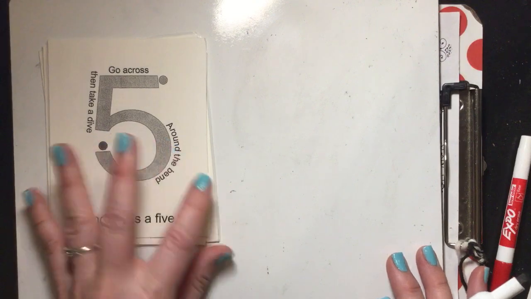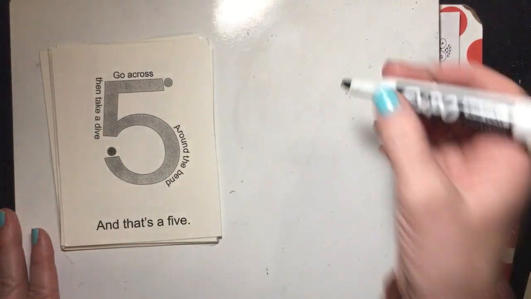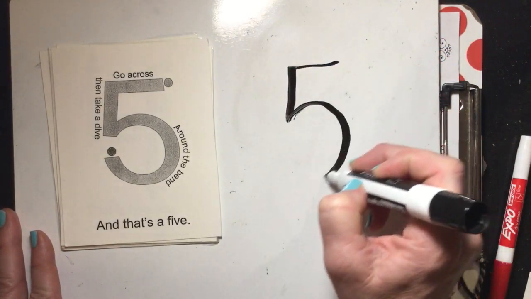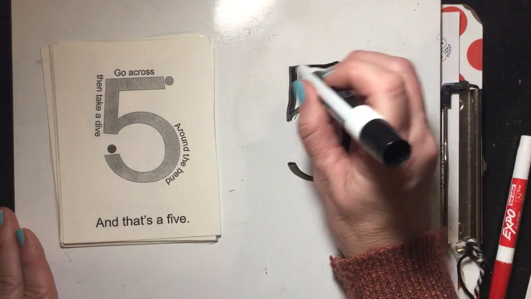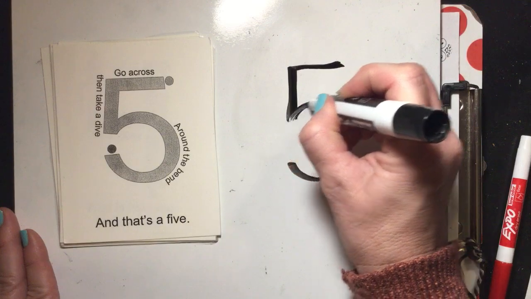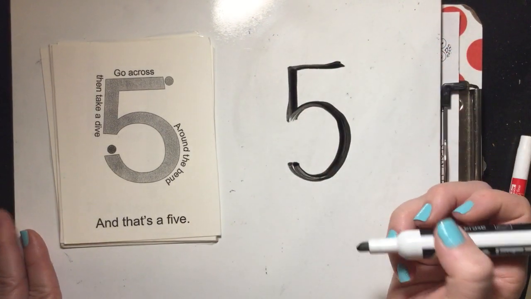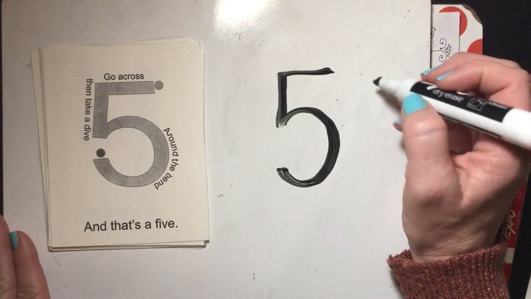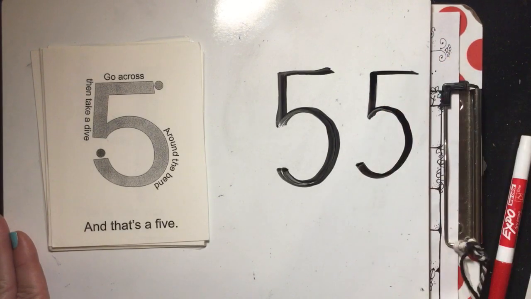Now they do their 5 different than lots of places, but I like the poem, it helps me. So it says, go across, take a dive, around the bend, and that's a 5. And if you go across the top, it's going to keep you from making your 5 backwards. But another way to make it is you go down and around and then put your hat on. So there's 2 different ways you can make it.